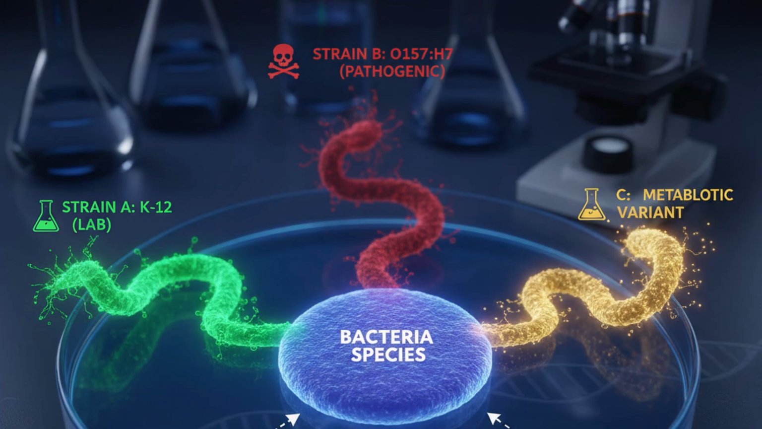Strain is a subtype within that species. All strains belonging to the same species are very similar, but they may differ in one or two significant traits. So, one species can contain a laboratory strain and a pathogenic strain.